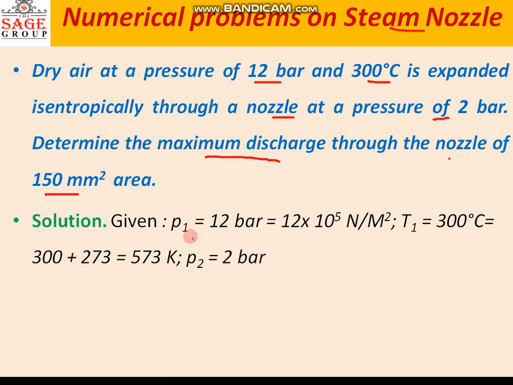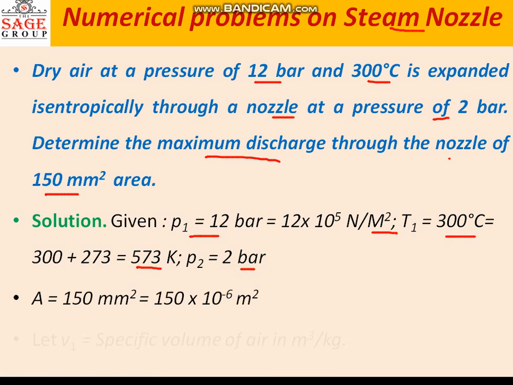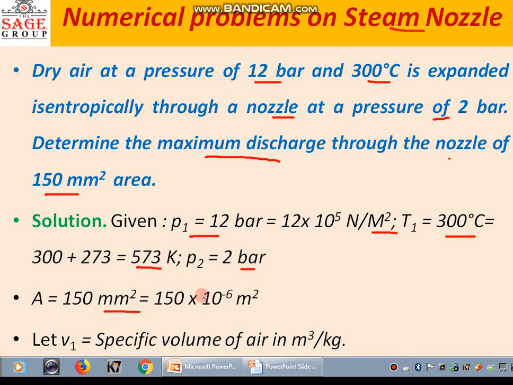So here pressure P1 is given equal to 12 bar, that is 12 into 10 to the power 5 Newton per meter square. T1 is 300 degree centigrade, so it is 300 plus 273, that gives 573 Kelvin. And pressure P2 is given as equal to 2 bar. The area is given as 150 square millimeter, so it will be converted into square meters, 150 into 10 to the power minus 6 square meter. Let V1 be the specific volume of air in cubic meter per kg.